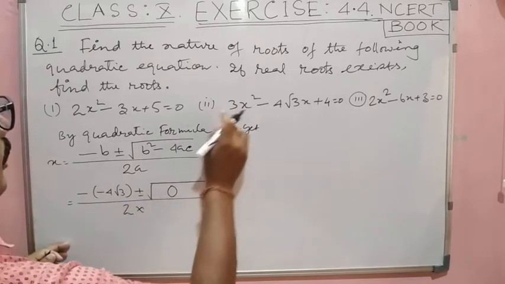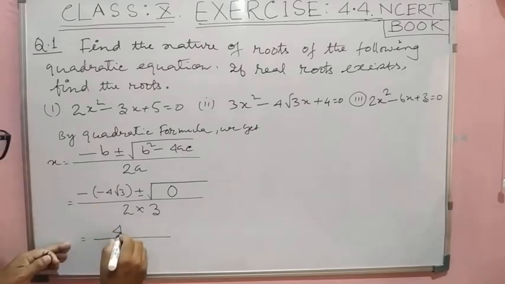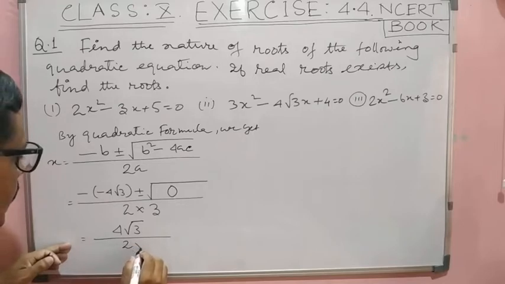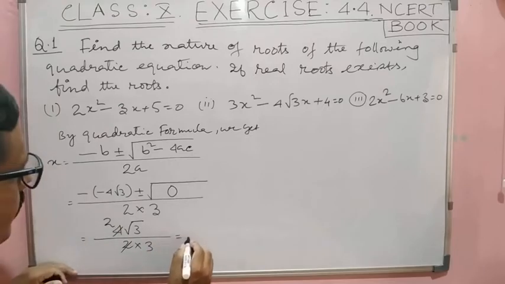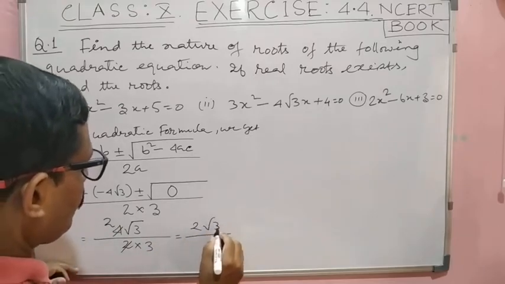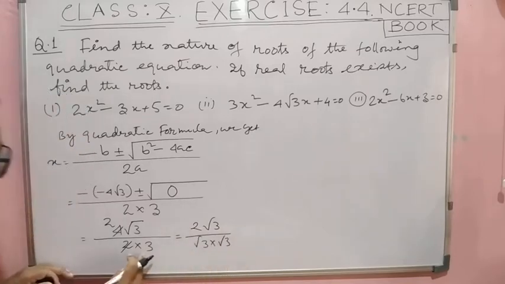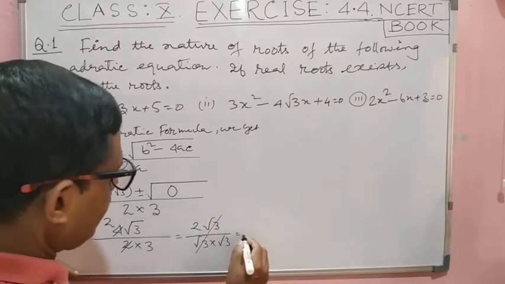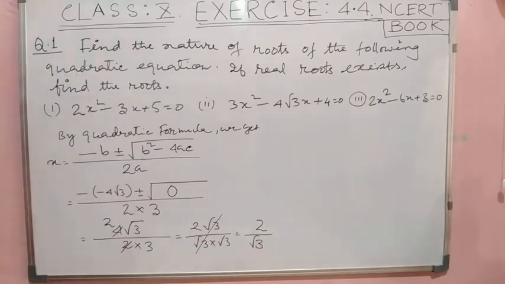2 into a means 2 into 3. So it will be 4 root 3 over 2 into 3. Now let us calculate this, it will be 2. Now we can write 2 root 3 over 3. 3 can be written as root 3 into root 3. So this root 3 cancel. So we get finally 2 by root 3. So x equal to 2 by root 3.